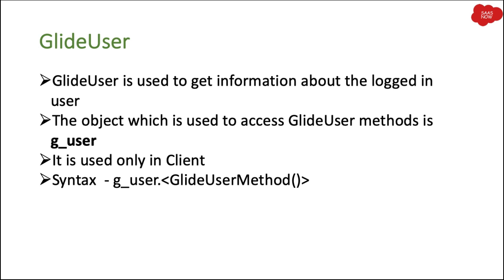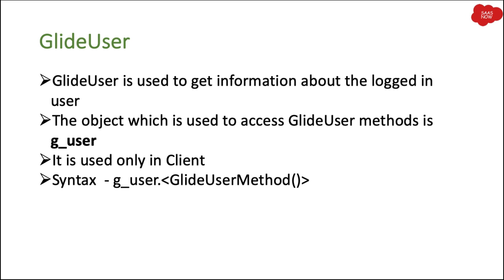The first API we will talk about. Now, this API is being used, I think, every time, I would say. So this is the Glide user, which is used to get information about the logged in user. Now, if you want to get some information about the logged in user, then you have to use this API. So the object which is used to access Glide user methods is g_user.